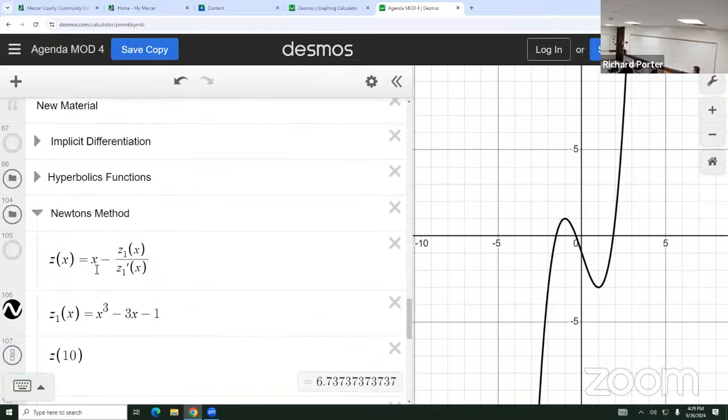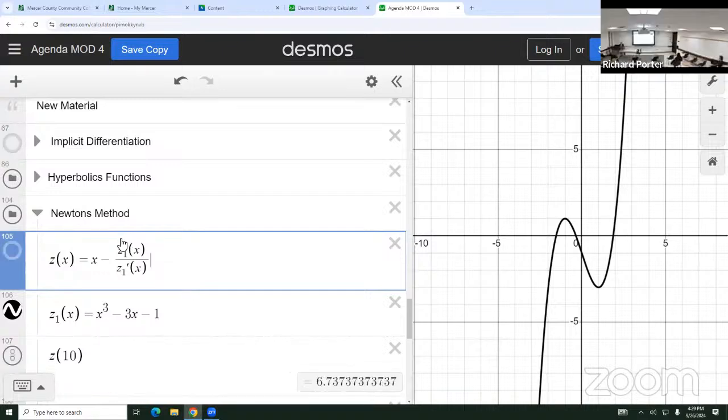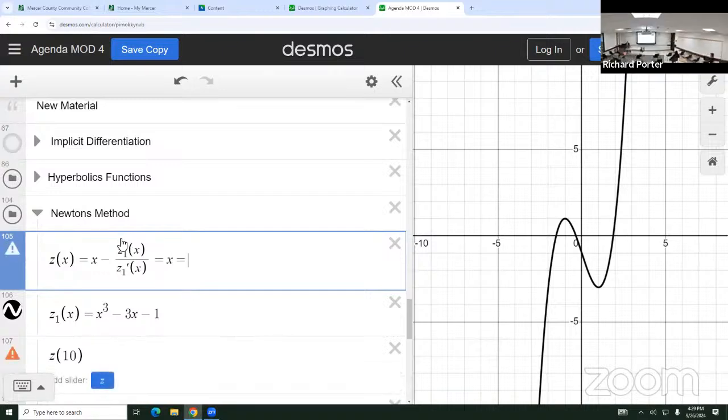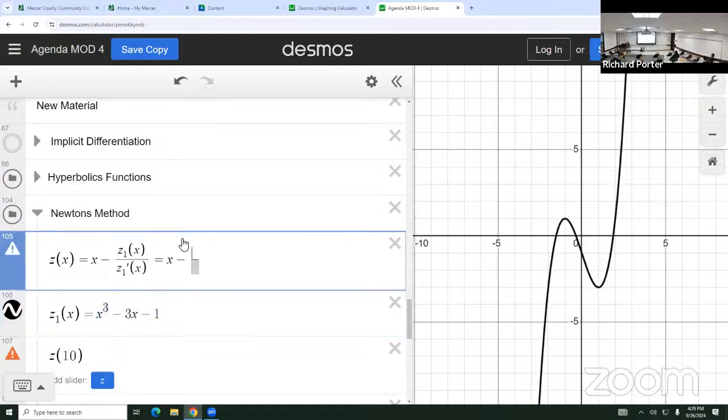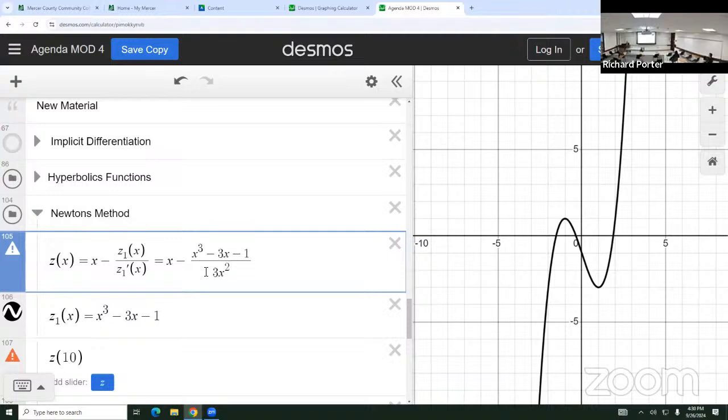If we did it by hand, the old-fashioned way would be x minus, then you take this function, put it on top, and what's the derivative? 3x squared minus 3. That's what this function is. And every time we put a guess in, we have this function do it. It's an iteration of Newton's method.